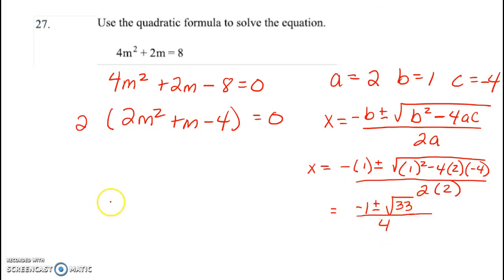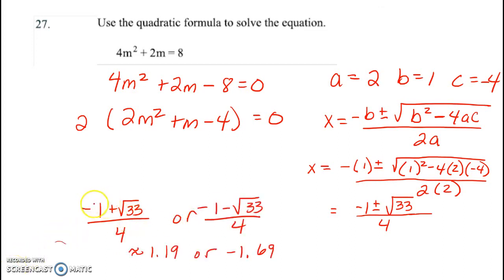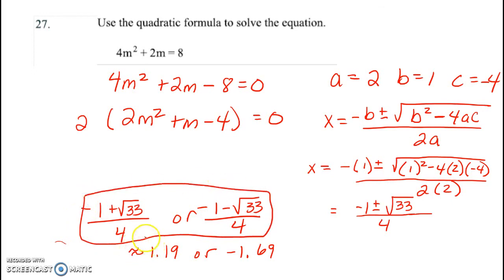Now if they want approximations, you separate those out, run the square root of 33 through your calculator. Whoops, that's a 4. And come up with your approximations. When you run this through your calculator, put -1 plus the square root of 33, hit enter, then divide by 4, and the same over here. So these right here are your exact answers. These right here are your approximations.